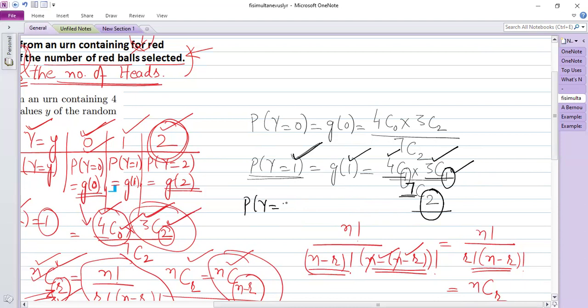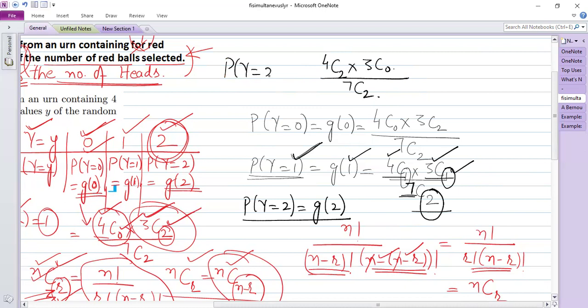Probability Y is 2, which is nothing but the value of g at 2. So what will this value be? I am writing here. Actually, this will be 4C2 into 3C0 divided by 7C2. So this is nothing but probability Y is 2, and this is g at 2. This is the probability of selecting two red balls, meaning both the balls which are selected are red.